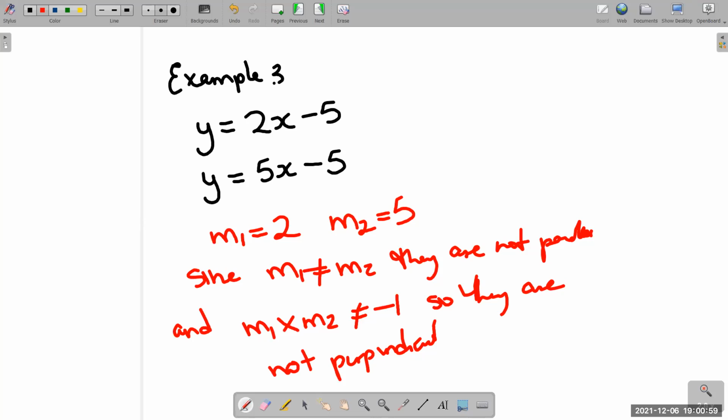Everybody see that? Usually students will just leave this and write nothing. If you do not communicate that you know that they're not perpendicular, that they're not parallel, you don't get any marks. You have to tell them that you know why. You have to give them an answer and you have to say you know why. And the reason is because they're not equal. And when you multiply the two of them, you don't get -1. Another way you could say it is that one is not the negative reciprocal of the other. All right? Everybody with me?